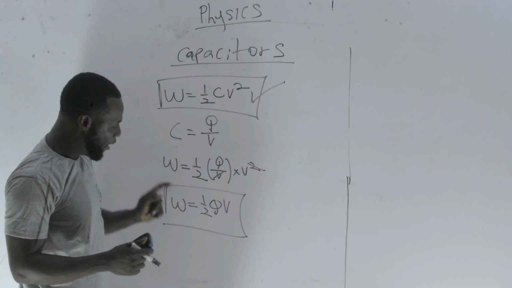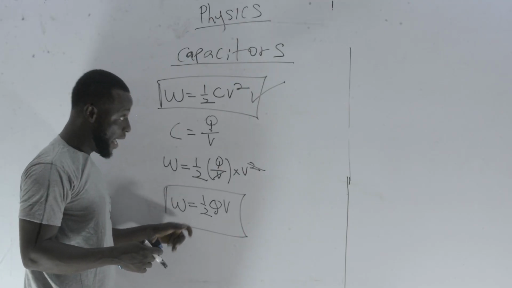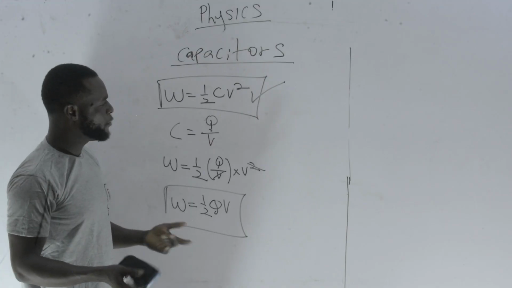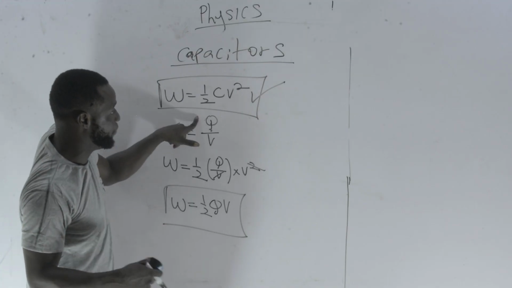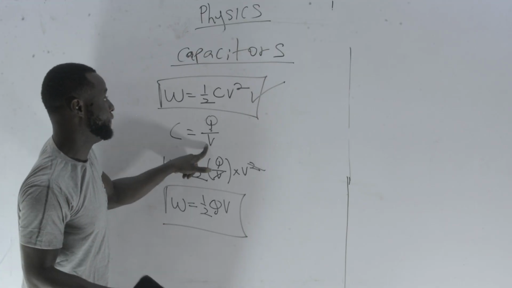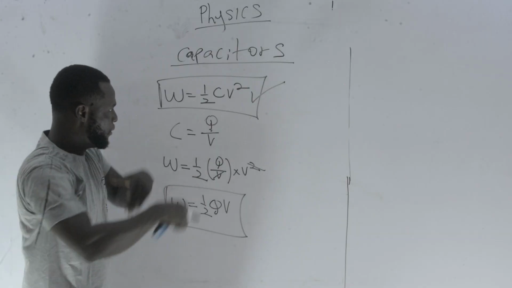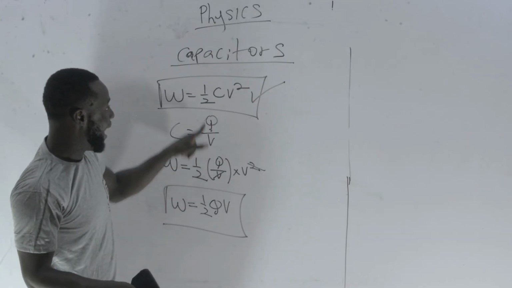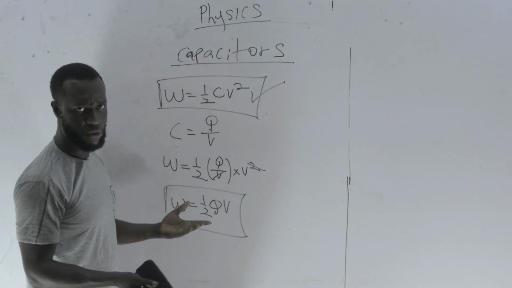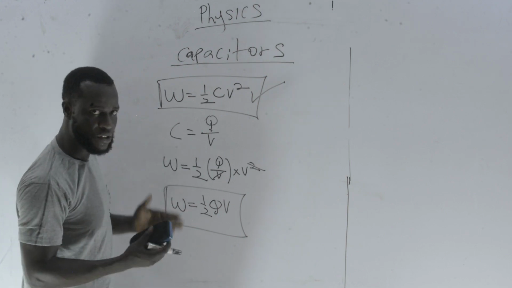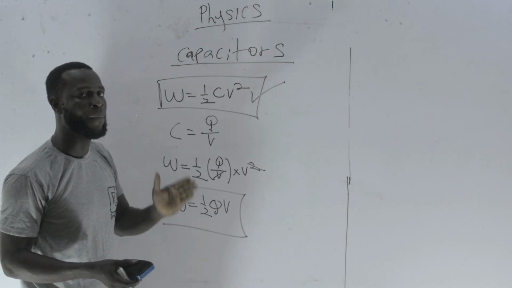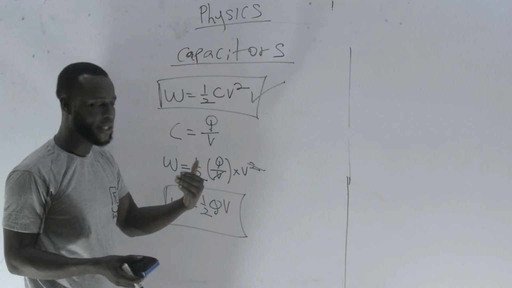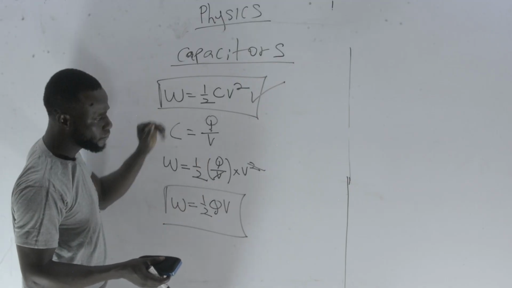You do not need to sit down and memorize this third one, this second one. I can even give you a third one. You can get a third one from making the charge subject of the formula, or making V rather the subject of the formula. If I make V the subject of the formula and plug it into this, I'll get another equation. But you do not need those 3 equations. Just know that all you need to know about the work done in charging a capacitor is this.